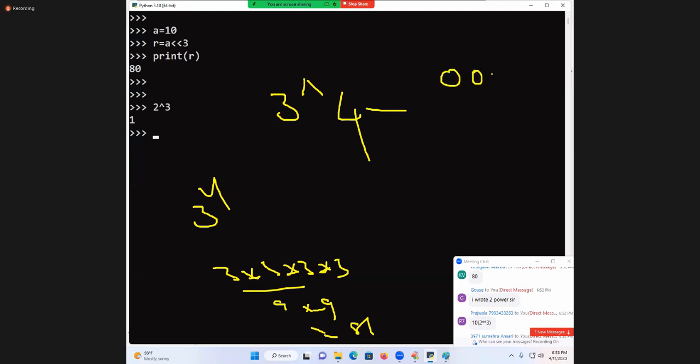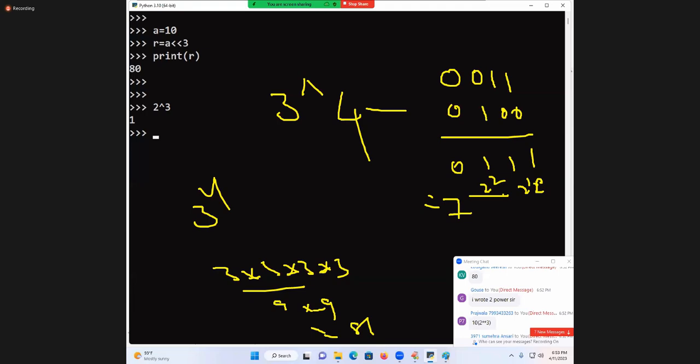0, 0, 1, 1, 0, 1, 0, 0. What is the answer now? 1, 1, 1, 0, which is equal to 7. That is 2 to the power of 0, 2 to the power of 1, 2 square. 1 into 2 square is 4. 1 into 2 to the power of 1 is 2. 1 into 2 to the power of 0 is called 1. The answer is 7.